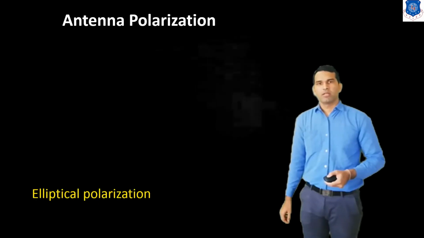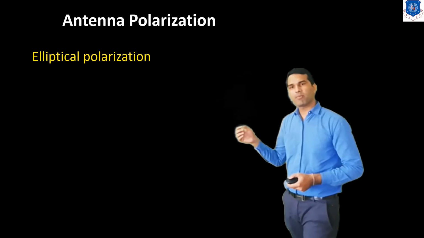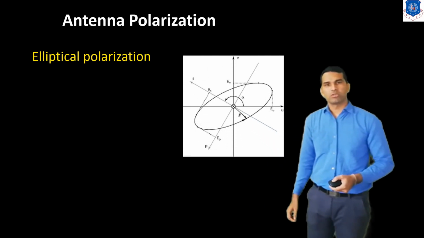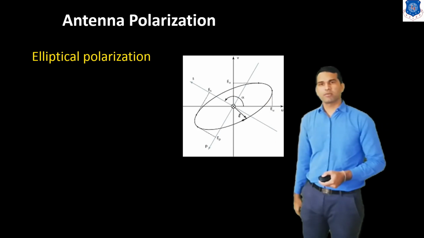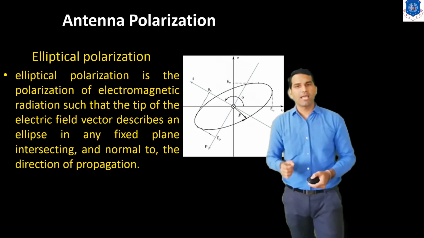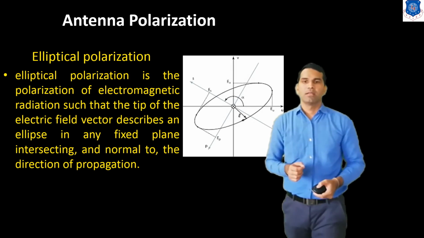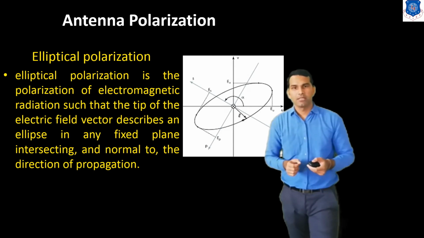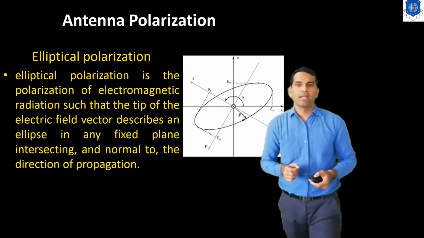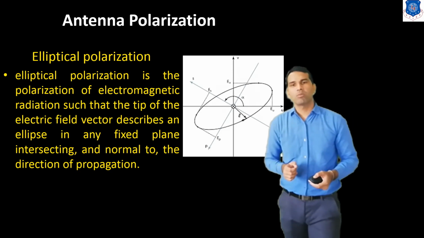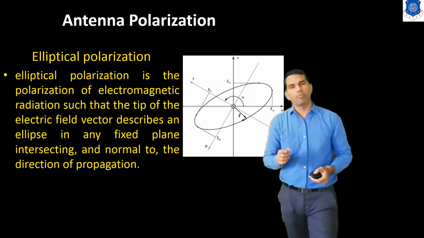Now the third type of polarization is the elliptical polarization. This is the figure for the elliptical polarization. The elliptical polarization is the polarization of electromagnetic radiation such that the tip of the electric field vector describes an ellipse in any fixed plane intersecting and normal to the direction of propagation.